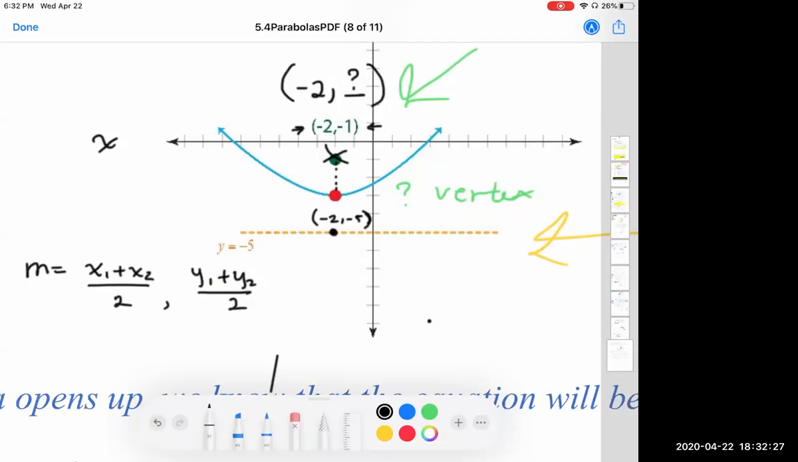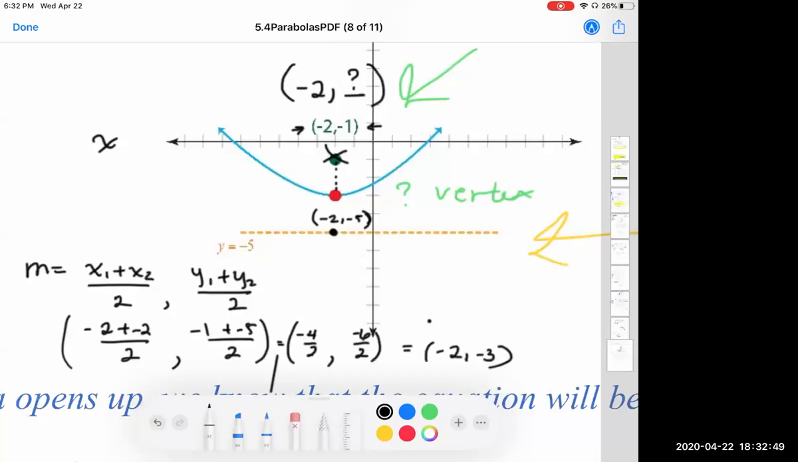All right, so I have (-2 + -2)/2 and (-1 + -5)/2. So that gives us -4/2 and -6/2, which gives us the point (-2, -3). So that's what this point is. It's the midpoint between these 2 points: your focus and the point that lines up along your directrix.